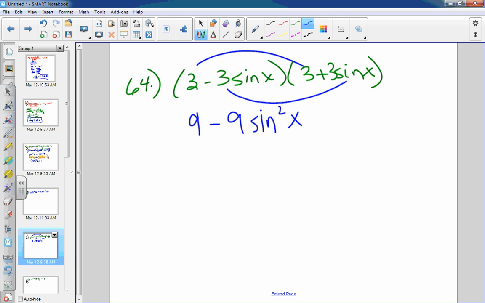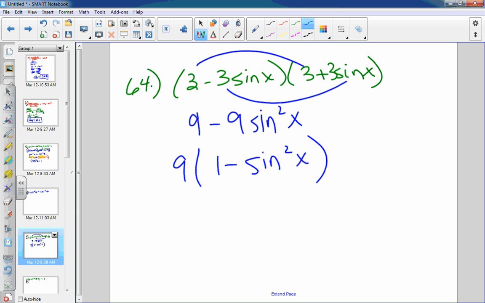Many of you left it here. Am I done? No, I'm not done, gentlemen. Your papers I did not like. Why am I not done? You can take a 9 out. Go fish. Pull out that 9. Pull out that GCF of a 9. So if I pull that 9 out, I'm left with 1 minus sine squared of x. Does everybody see that?